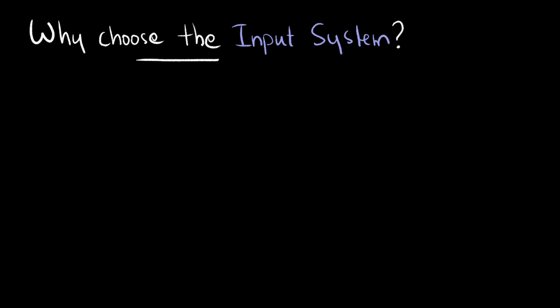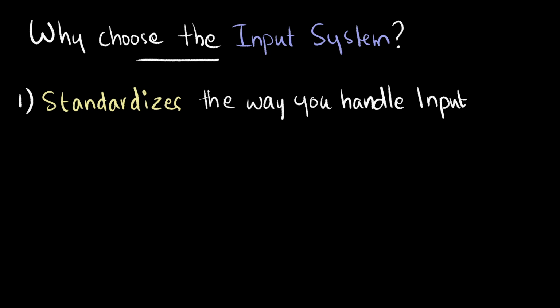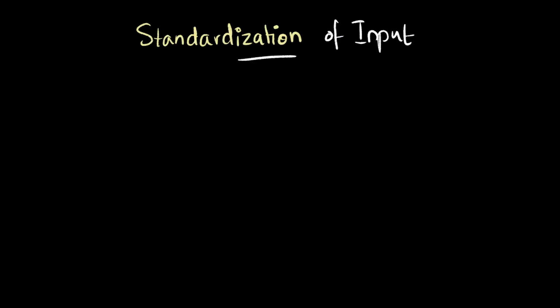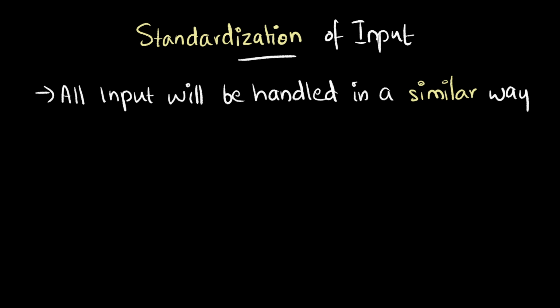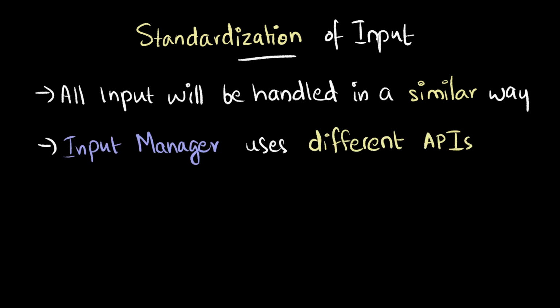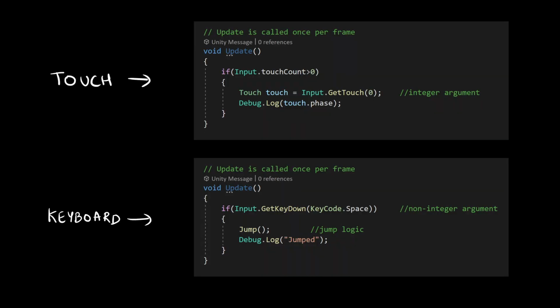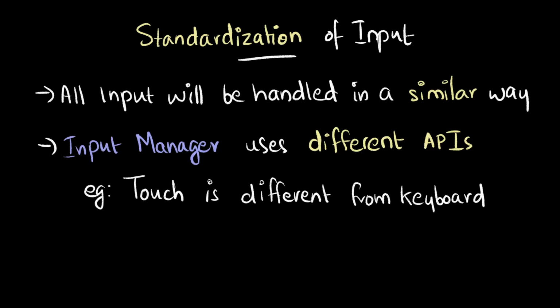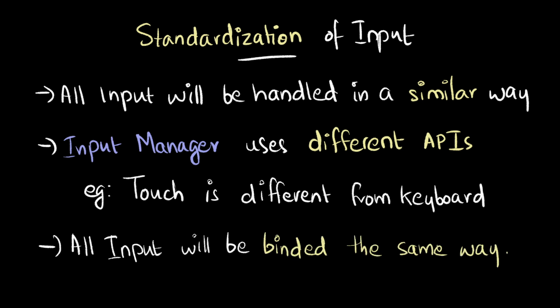Back to the input system, why choose it over the getAccess stuff or the input manager? Firstly, it standardizes the way you handle input. This means all input will be handled in a similar way. In the classic input manager, we had different APIs to handle different types of input. For example, the way we handle touch in a mobile device is different from the way we handle an input from the keyboard. The input system makes sure that all input is bound the same way.